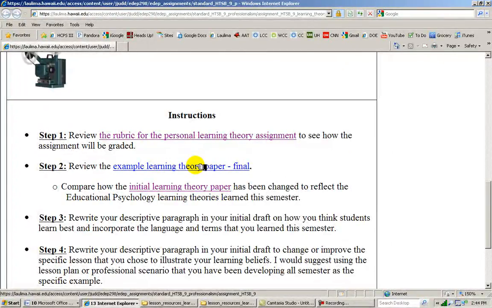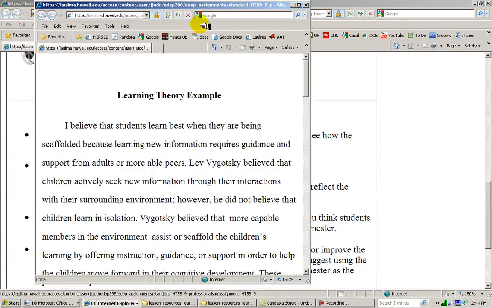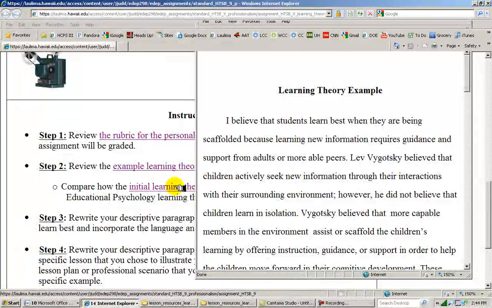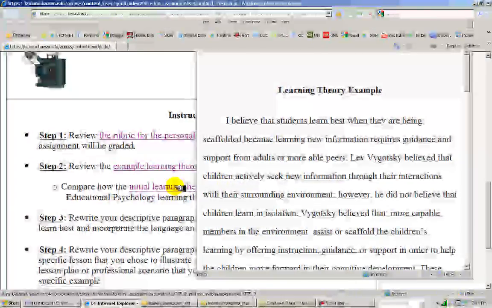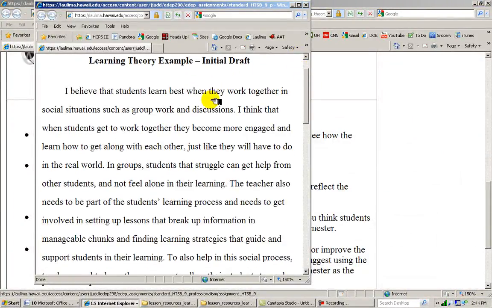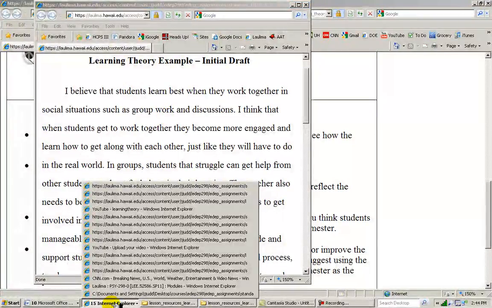So we want to again look at an example of the final learning theory and compare that to how it initially started. So let's do that real quick. I'm going to pull up both of these. This was the original one in the beginning of the semester, and it talked about learning best together in social situations such as group work and discussions. And when students get together and become more engaged in their own process, we found out during the semester that that was social construction, or Vygotskian principles.